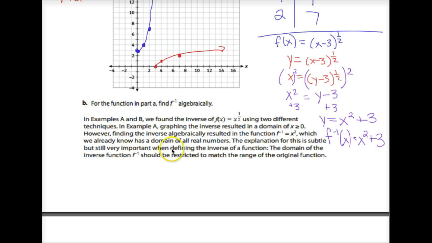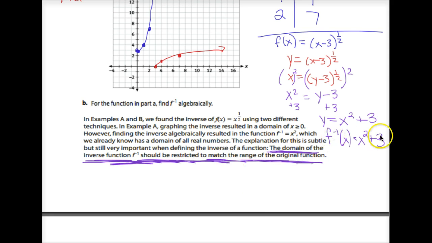So down here, it talks in your book about what I talked about earlier. When we found the inverse using 2 different methods, we resulted with a different domain. The explanation for this is subtle, but very, very important. And I want you to circle this, highlight this, star this, somehow indicate that this is really important. The domain of the inverse function should be restricted to match the range of the original.